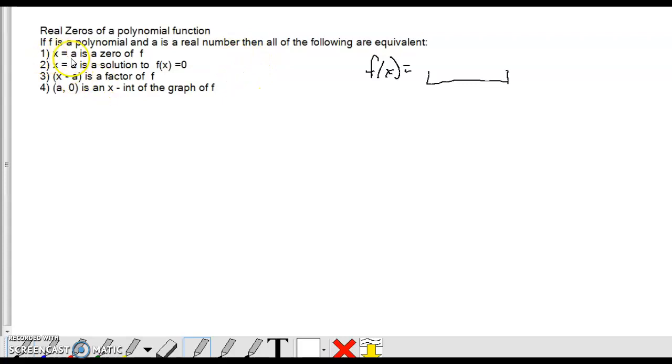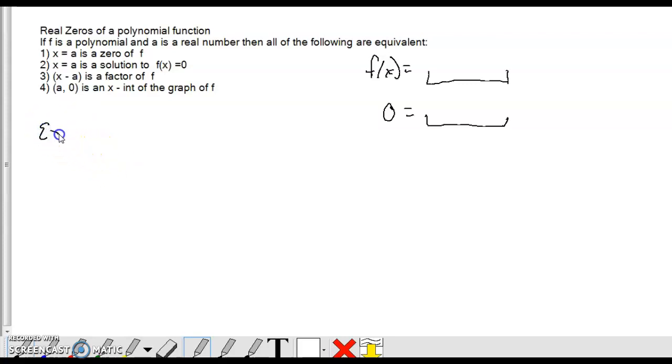So we're saying that x is equal to a is a 0 of our f function. We can also say that a 0 and a solution mean exactly the same thing. So if I set f of x equal to 0, it means 0 is equal to whatever we put right here. We can then say it's a factor. So x minus a is a factor of your f. So again, we can factor some stuff out. And then we can also say that it's your x-intercept. Okay, so what do I mean by this?